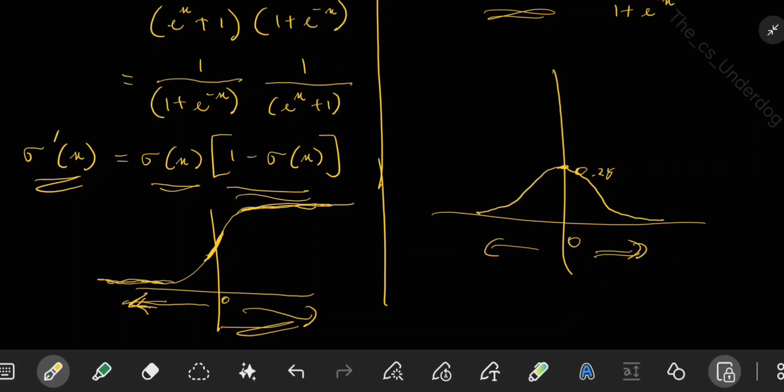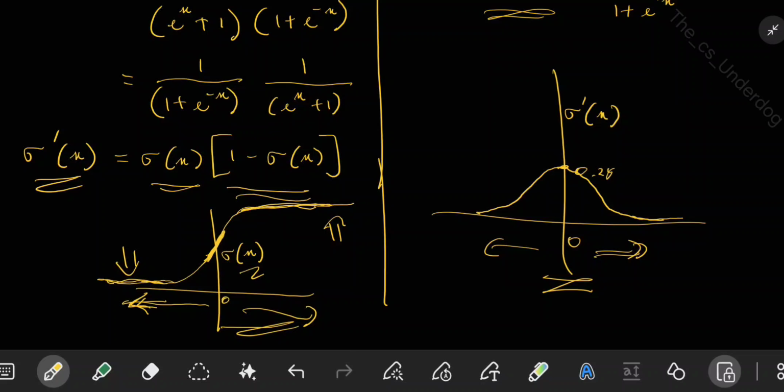On both sides, when x is large, slope is almost 0. That is what you see here. Here also slope is 0, here also slope is 0. In the middle, slope is very large. That is what you see here. This is the graph of sigma dash of x, the derivative. This is the graph of sigma of x, the sigmoid function.